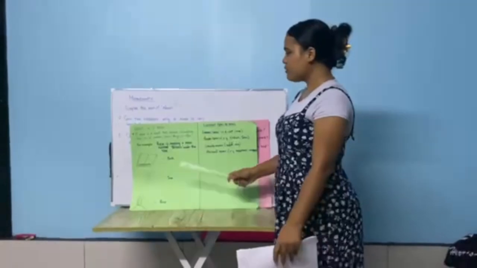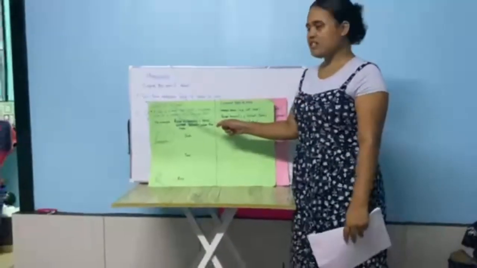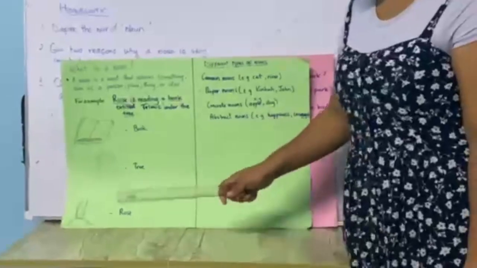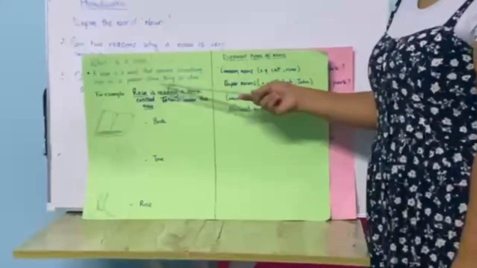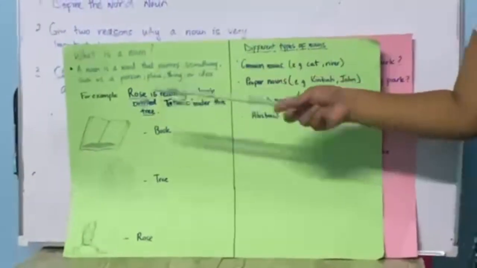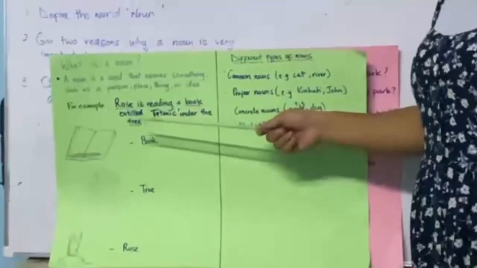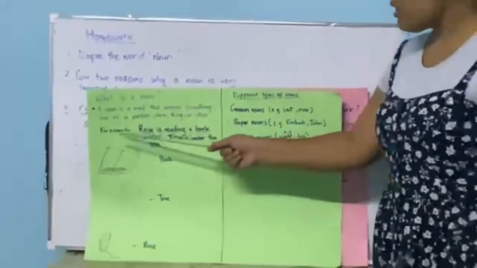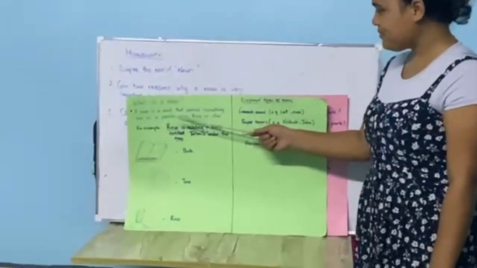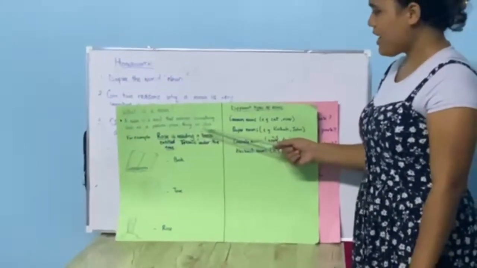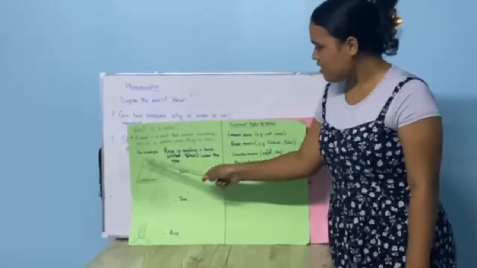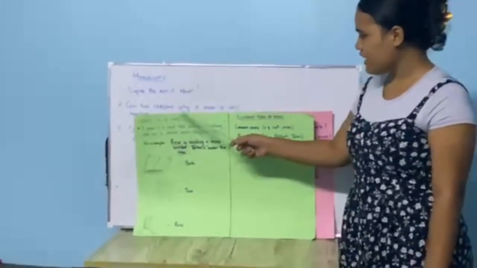So we have come to the second part. What is noun? Can we all read this definition? 1, 2, go. A noun is a word that names something, such as a person, place, thing, or idea. Thank you. As you can see here, this is the example of the noun.